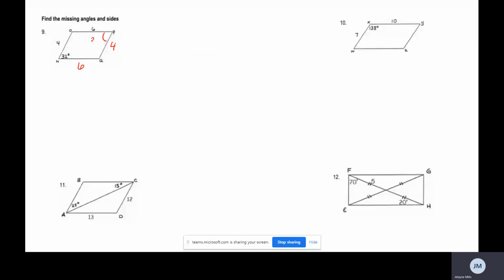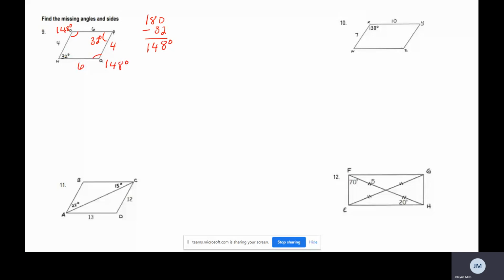So this is going to be 32 degrees. Now, consecutive angles are going to equal 180. So I'm going to say 180 minus 32. So this guy right here is 148 degrees. And because he's 148, opposite angles are congruent, he's also 148 degrees.